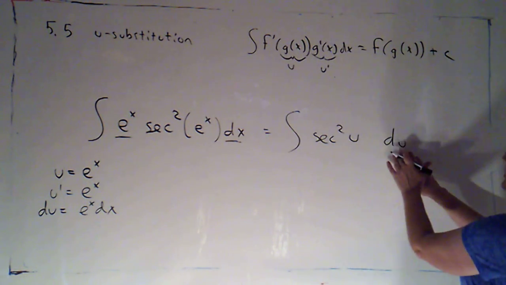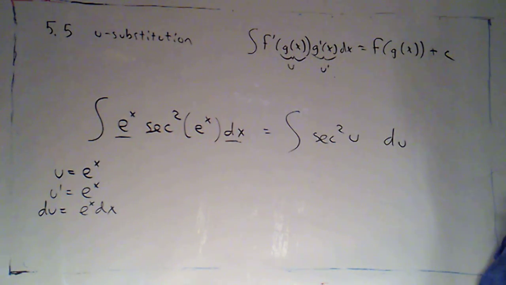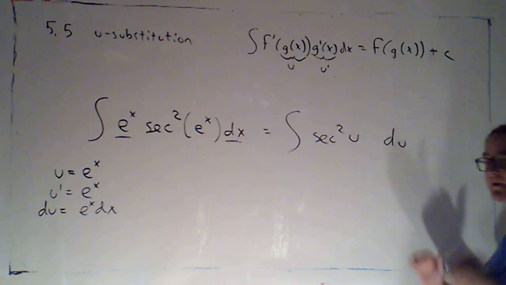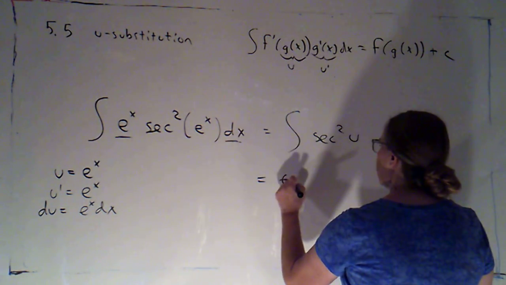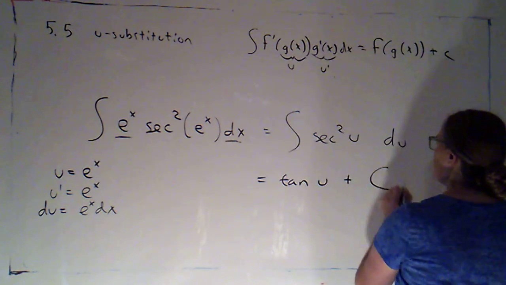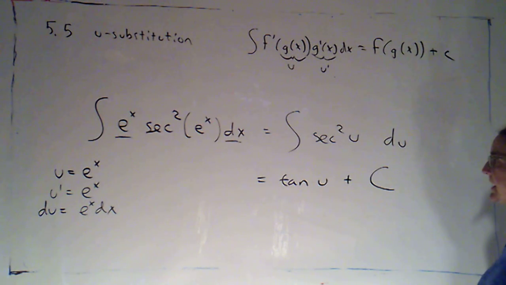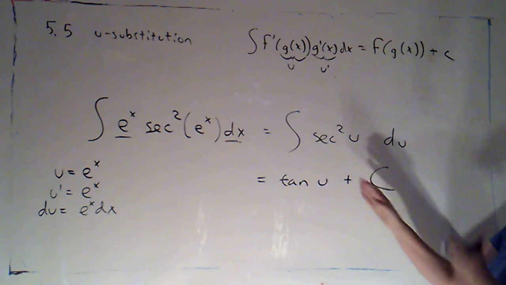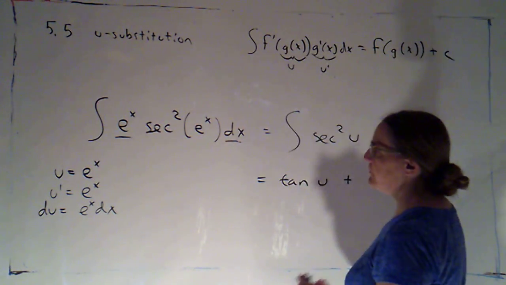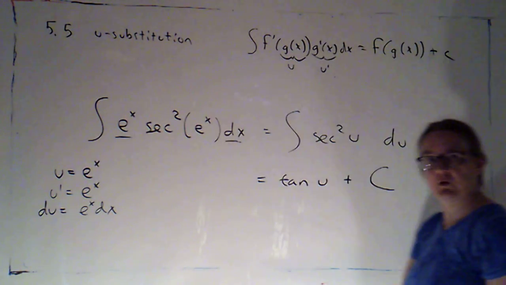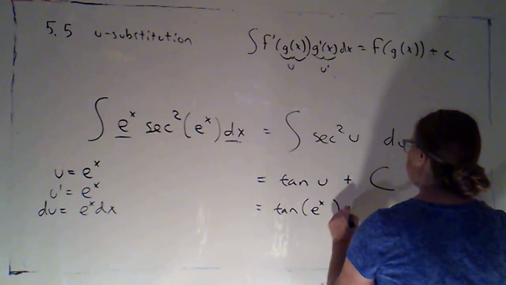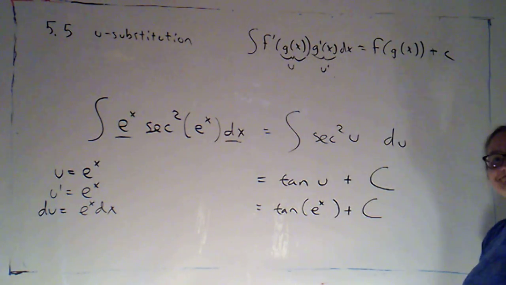So now I've rewritten this in terms of this new variable u. I recognize that secant squared is just the derivative of tangent, so an antiderivative will be tangent of u plus c. And then that's in terms of this new variable u. I'd really like to have it in terms of the original variable, so I just use the fact that u was e to the x, and this is going to be tangent of e to the x plus c. Excellent.